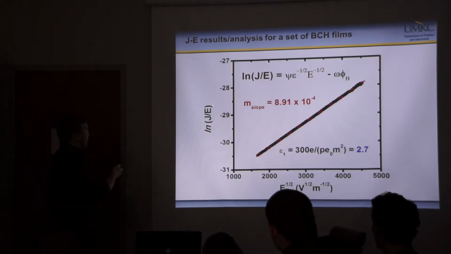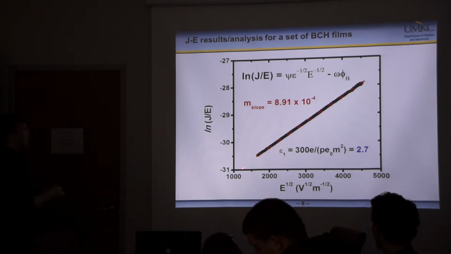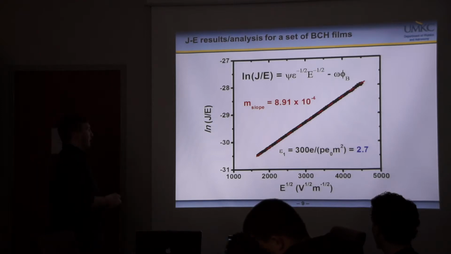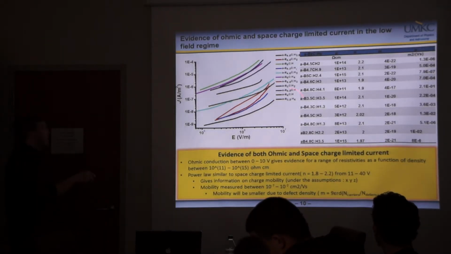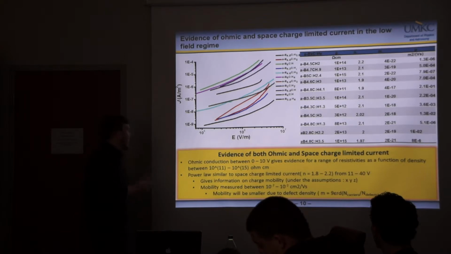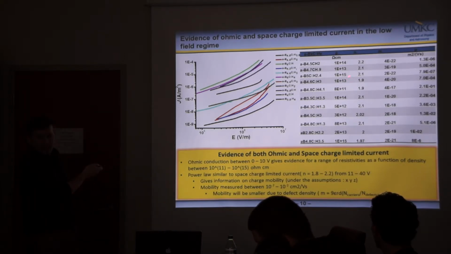And then using that analysis we talked about, we can extract Poole-Frankel and various dielectric properties from that. So looking at all these curves, we see evidence of both ohmic and space charge limited current, where the ohmic conduction revolves around 0 to 10 volts for the majority of these films. And from the slope of the ohmic, we can extract resistivity, and there we get around 1 times 10 to the 11 to 10 to the 15 ohm centimeters.